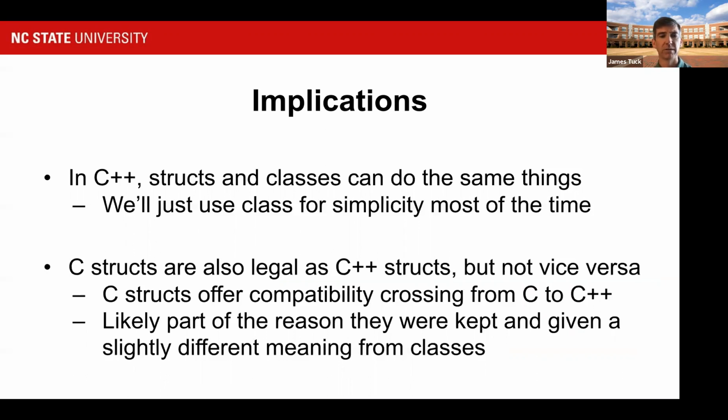Okay, C structs are also legal as C++ structs, but not vice versa. What that means is that the classic C struct offers compatibility between the C and C++ languages. If I make a struct and follow the rules of C, then I could use that code in either a C program or a C++ program. So if I ever need compatibility, then I want to obey the rules of C when implementing a struct.